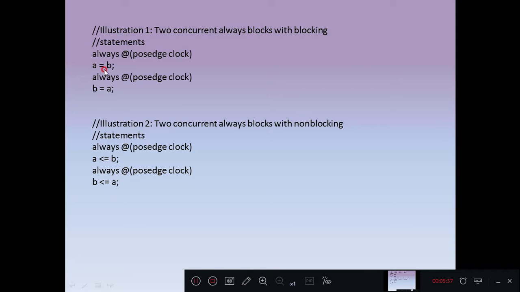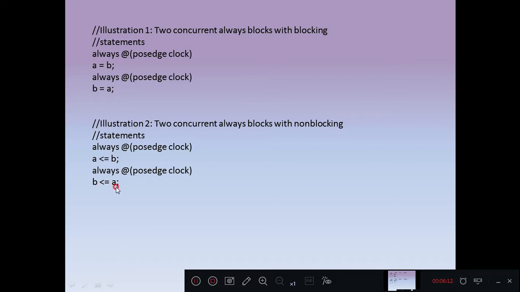So exchange won't happen properly with the help of blocking assignments. Now if you consider A <= B, B <= A, non-blocking assignments. Here also both these statements, both always statements, are considered for execution at the same time. The statements within the first always statement, A <= B, and the second statement, B <= A, are considered at the same time.